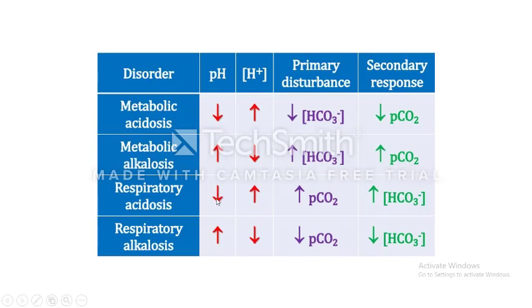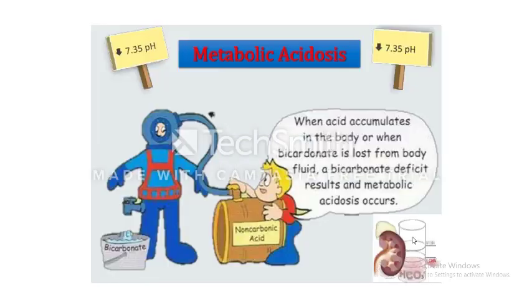In respiratory acidosis, pH is low, hydrogen ion concentration is high, carbon dioxide partial pressure is high, and bicarbonate concentration is high. In respiratory alkalosis, the pH is high, hydrogen ion concentration is low, the primary disturbance is that partial pressure of carbon dioxide is low, and the secondary response is that bicarbonate concentration is low. You can see how pH, hydrogen ion, primary and secondary disturbance are discussed in this table.